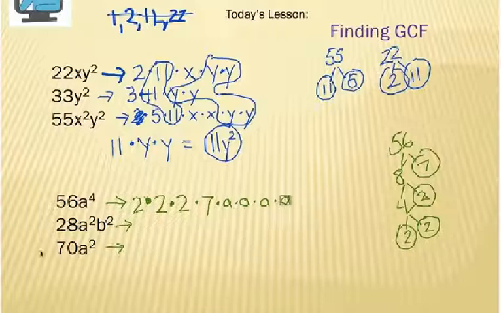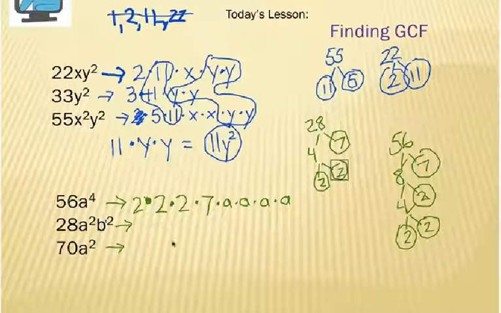The next term, 28a squared b squared, let's make a tree. You'll remember that one way to do that is 4 times 7. 7 is prime. 4 is not prime. It is, of course, 2 times 2. So put it in order: 2 times 2 times 7. What do you do with the a squared b squared? Well, hopefully you've already tried this on paper. Check your results here: a times a times b times b. Getting a little sloppy with my pen there.